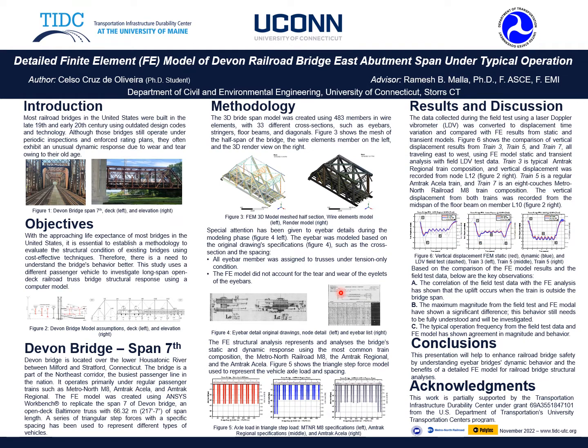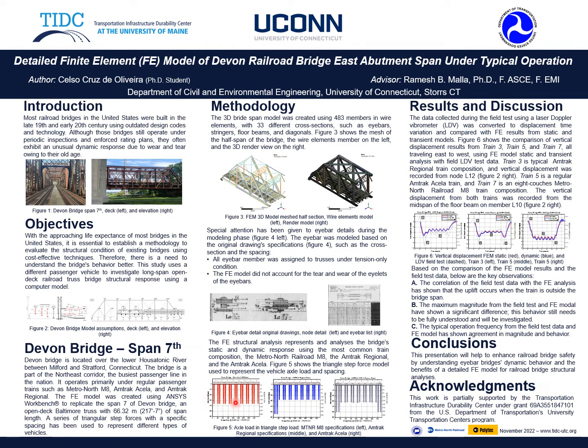And we try to compile all that information and add it to our model to be more realistic. Then the next thing we did is to represent the loads, which are the different trains. In this case, we use 3 different passenger trains, the most common ones.